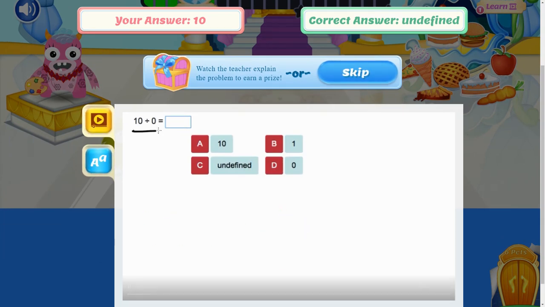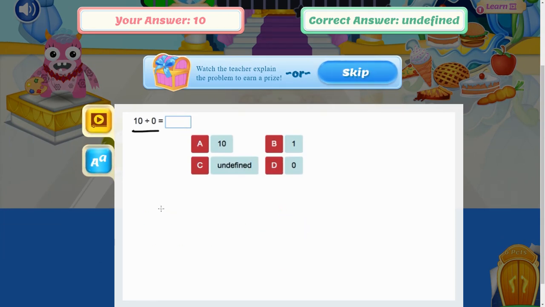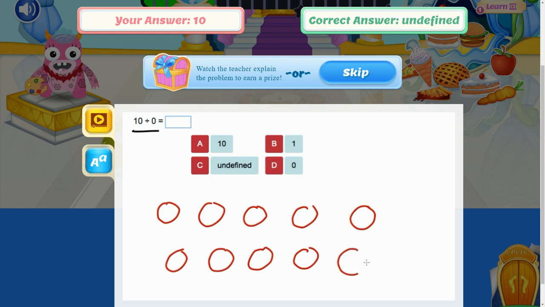We have 10 divided by 0. So let's say we have 10 apples. 1, 2, 3, 4, 5, 6, 7, 8, 9, 10 apples. And we're dividing by zero. So that means we are making groups of zero. Well, how can we do that? We're making zero groups. So that means the correct answer is C, undefined. Anytime the divisor is zero, our answer is always undefined.